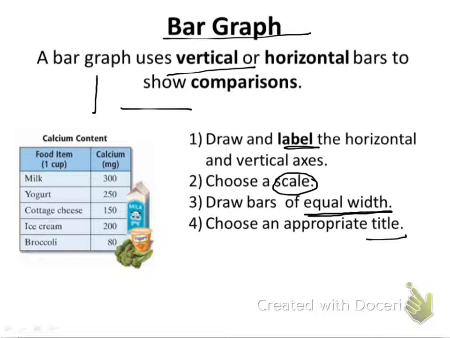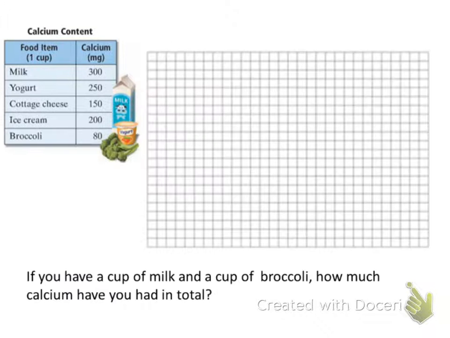Now remember, if you're ever in doubt, title everything, because you're not necessarily going to lose points for adding extra information to your graph, but you will lose points if you don't put a title, so you might as well just put it. We're going to make a bar graph of this information here, the calcium content, or the amount of calcium found in different foods. Calcium is something that's really good for you to eat and to have, so you might want to know how much calcium is in different foods to know how much you're getting into your body.